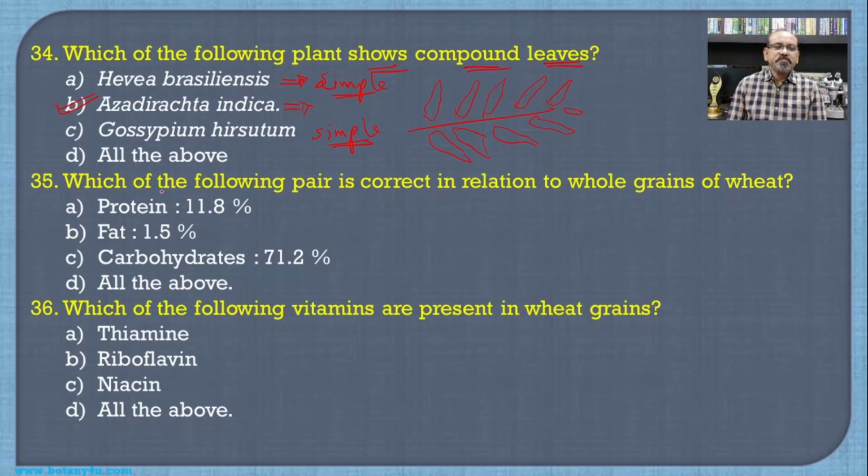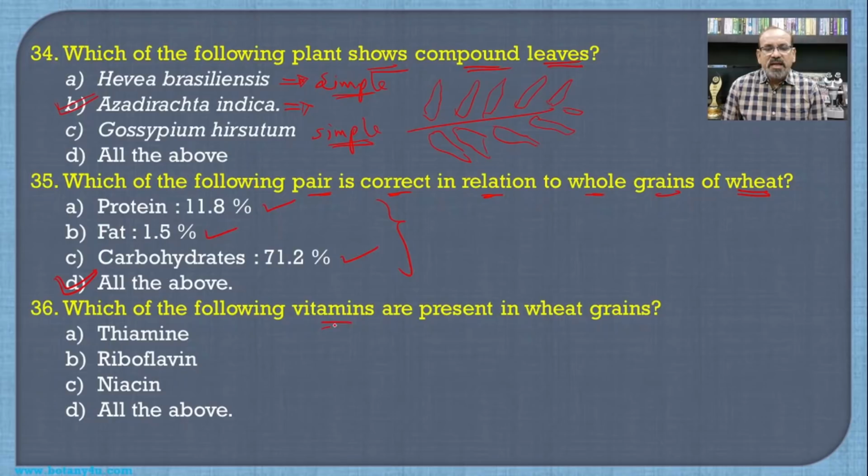Then, which of the following pairs is correct in relation to the whole grains of wheat? The whole grains of wheat contain proteins, that is 11.8%, which is correct. Then fats, that is 1.5%, is also correct, and the carbohydrate, that is 71.2%, is correct. This type of question is specifically given so that you can come to know the chemical composition of the different plants in the syllabus, and hence all the above becomes the answer for this question.